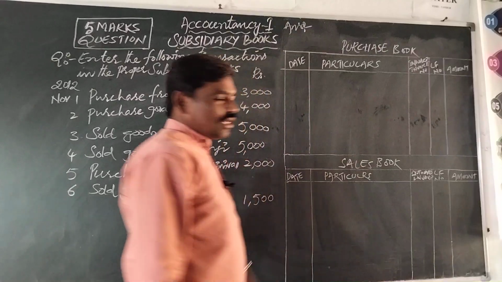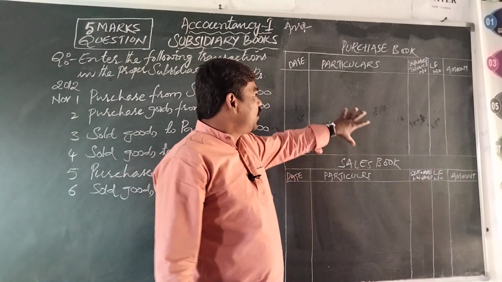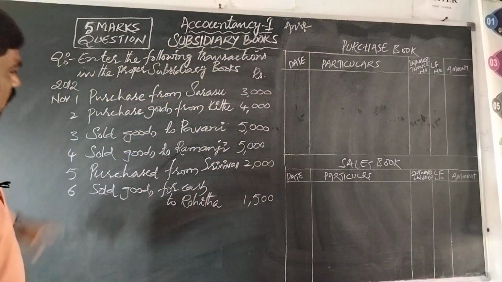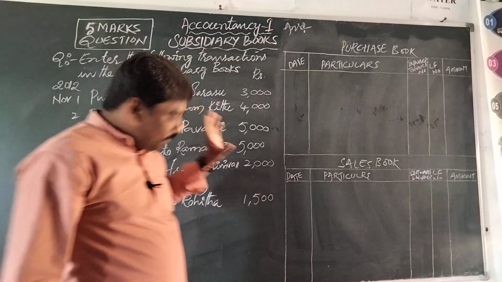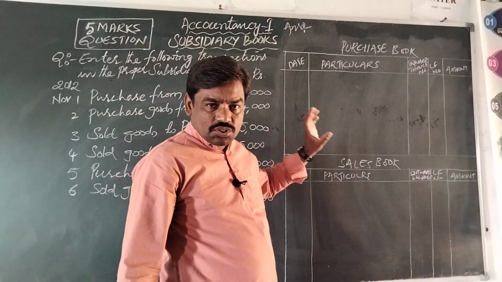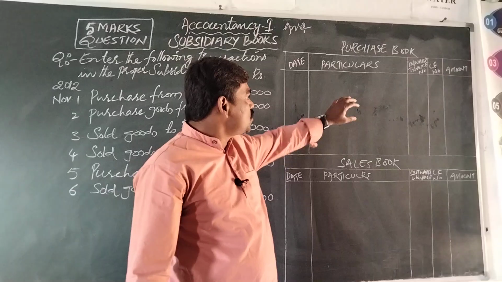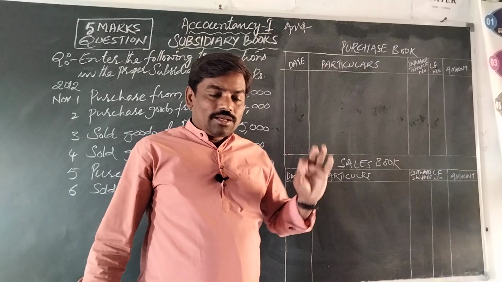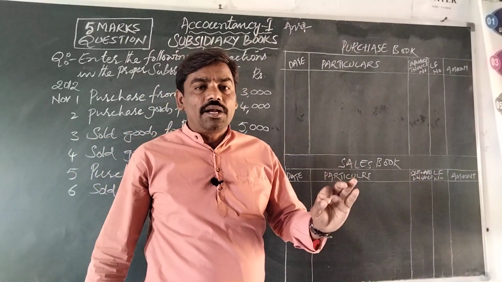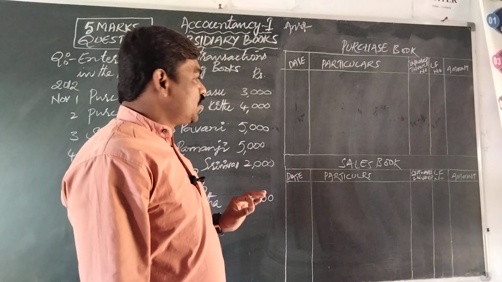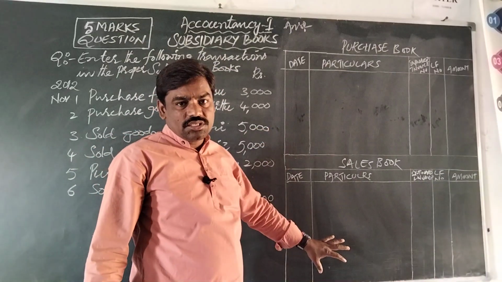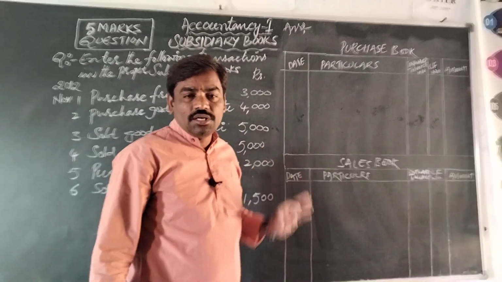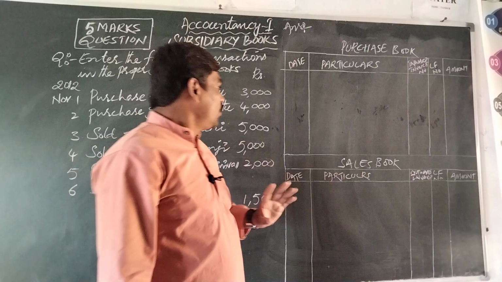Okay students, like this we prepare two books, the purchase book as well as the sales book, and come to the transactions. When we record the transactions in the purchase book or sales book, we need to consider only credit purchases and credit sales. Those can be recorded in the purchase book and sales book, and we must not consider cash sales or cash purchases.